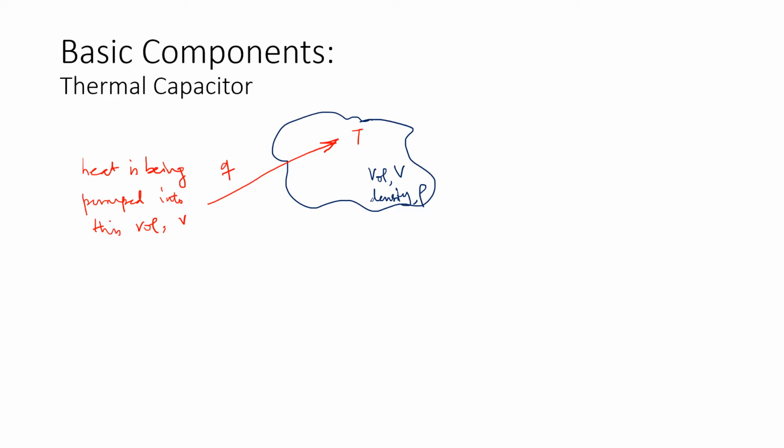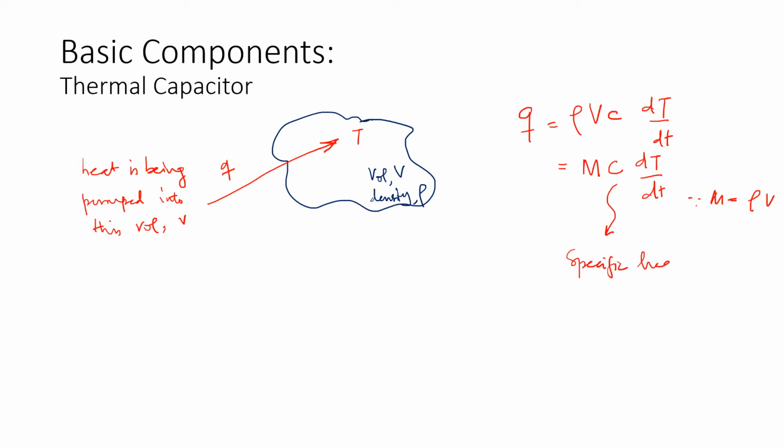Now, in this particular case, the question is how to model this whole phenomenon. So this Q, this heat flow, is going to be equal to rho times volume times C times dT by dt. And rho V, when combined together, is going to be the mass, since we know that mass is equal to rho times the volume, times the specific heat times dT by dt. And this C is actually the specific heat capacity, to be precise, of the material.